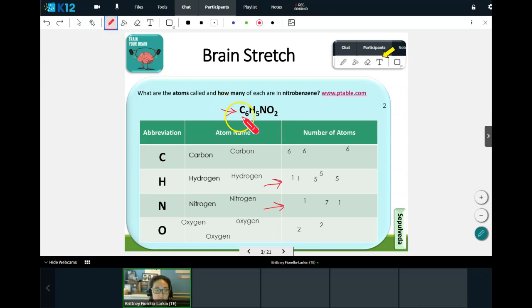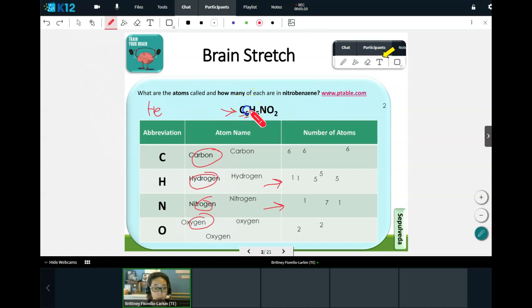Yes, the letter C stands for carbon. That is correct. H is for hydrogen, N for nitrogen, and O for oxygen. Remember that abbreviations on the periodic table can also have a lowercase letter. For example, H stands for hydrogen, but He would stand for helium. It's still just a single atom, so remember that abbreviations can be either one letter or two letters with the second one lowercase. Okay, now number of atoms, remember, comes from the subscript right after the abbreviation.